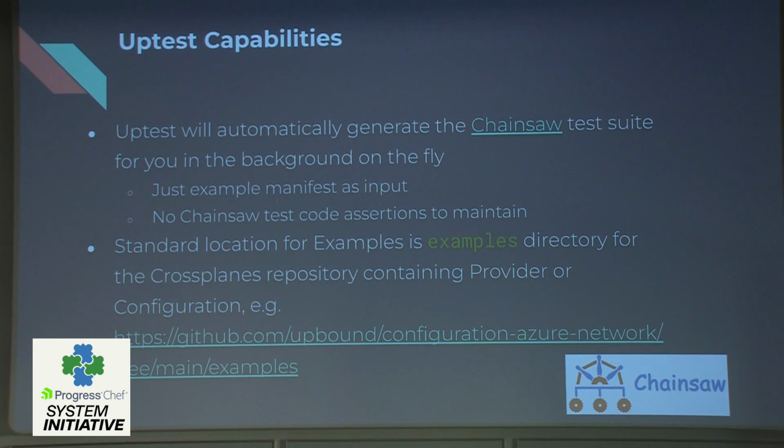Its capabilities. So Uptest uses Chainsaw under the hood. It's a tool written by the folks of Kyverno, and it pretty much just generates a Chainsaw test suite on the fly for you in the background. And all it really needs is example manifests as an input. Like any of these examples I showed you, perfectly fine. You just create an API, you just create your examples, you put all the properties you want to test there, and you just execute it, and it will do all that under the hood, run Chainsaw, and you will see if everything works or not.